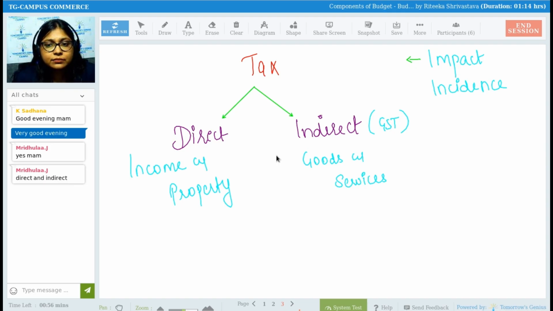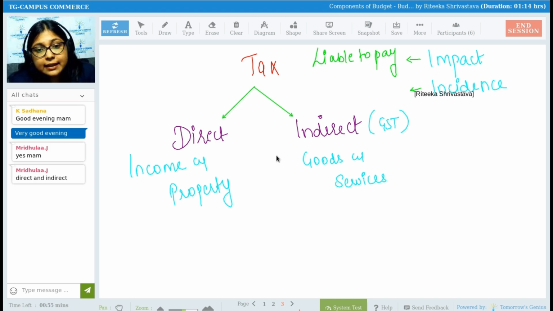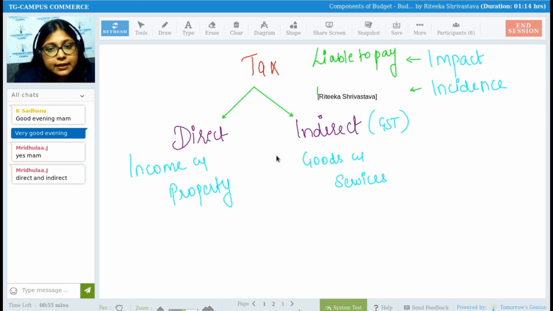Impact means the person who is liable to pay tax. And incidence means what? Incidence means the actual burden on someone who is going to pay the tax.